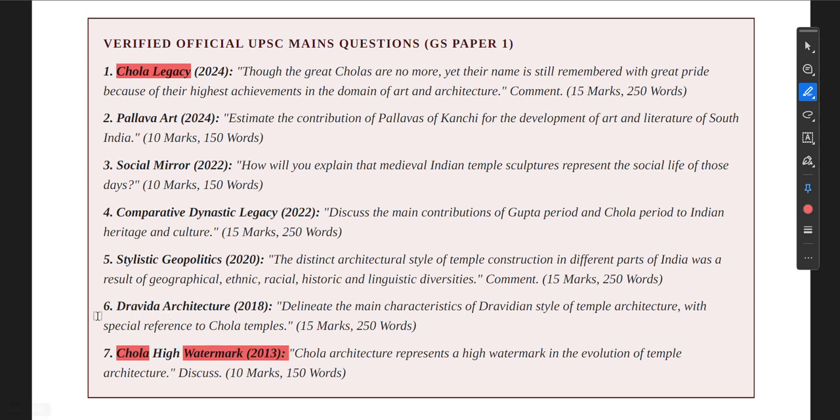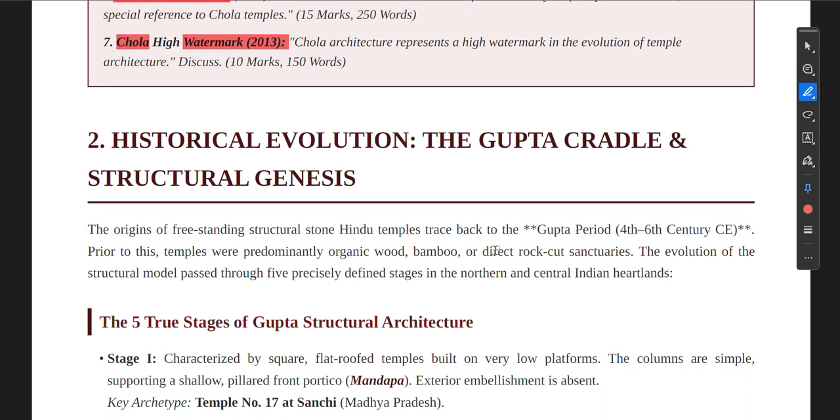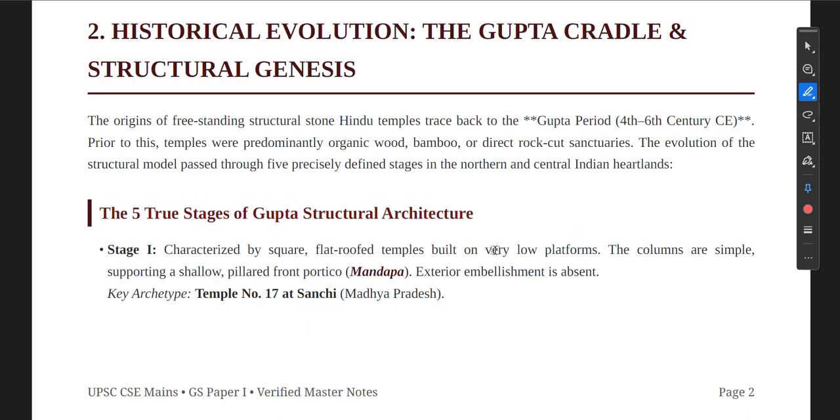Then similarly Dravida architecture they have already asked. Then on Pallava art they have already asked. And then also Gupta period and Chola period, they have combined both of them and asked a question. So we'll see all of them, one by one. So first of all, we will understand the historical evolution of the Gupta architecture and the structural genesis.